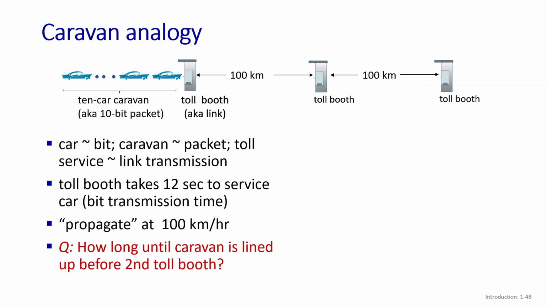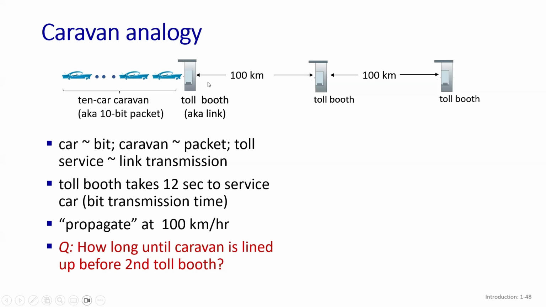Let's have a look at the caravan analogy to understand how much time it will take for these bits to be transmitted from one router to another. In this particular example, each car represents a bit, and the whole caravan represents a packet. The toll booth represents the router, and the toll booth will take 12 seconds to service a car. In other words, we call this the bit transmission time.